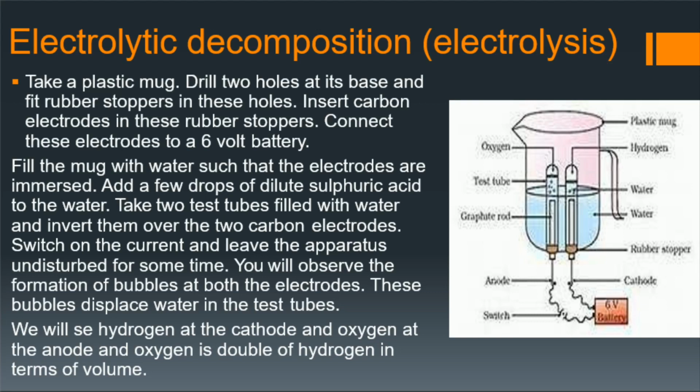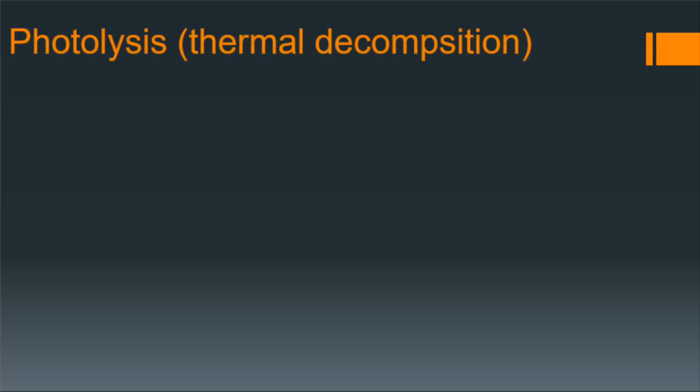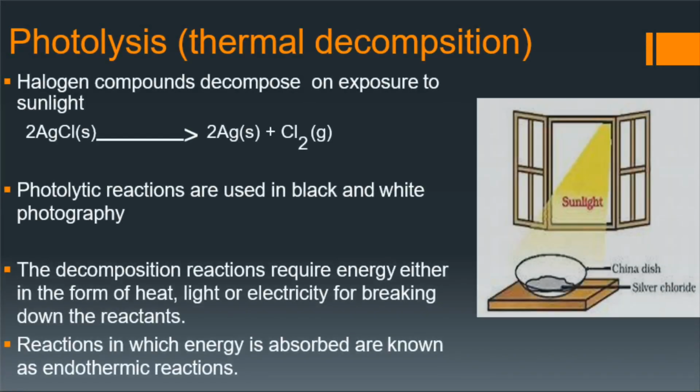We will observe hydrogen at the cathode and oxygen at the anode, and you'll notice that hydrogen is twice the volume of oxygen. Photolysis is a type of reaction in which light is used to cause a chemical change. In this case, halogen compounds decompose when exposed to sunlight. This kind of reaction is used in black and white photography and other scientific applications.